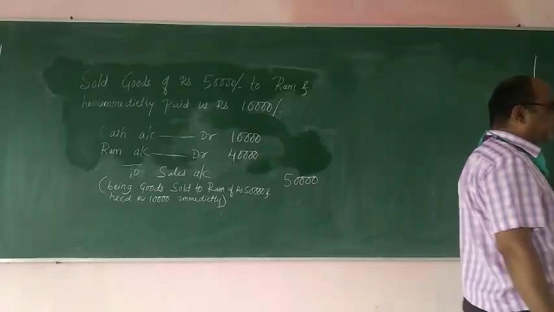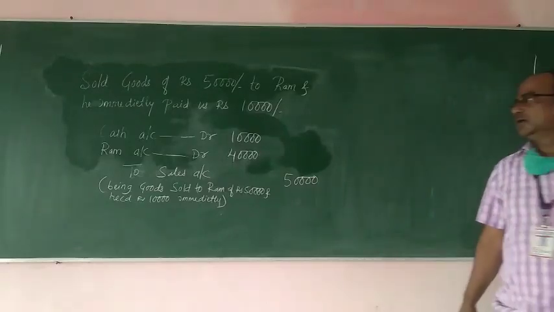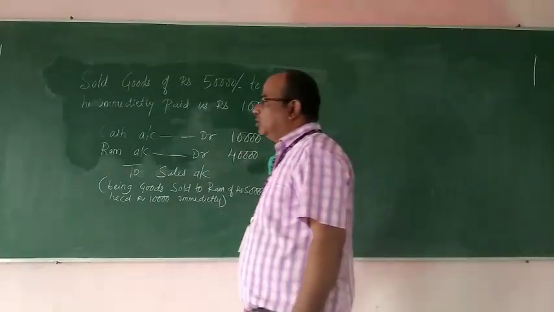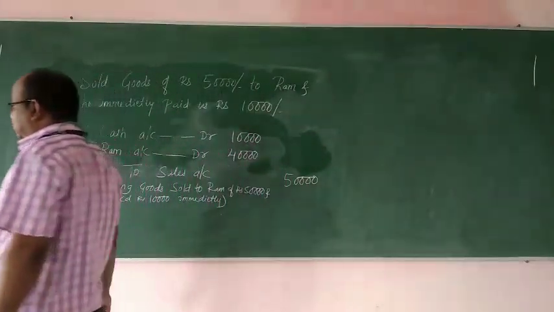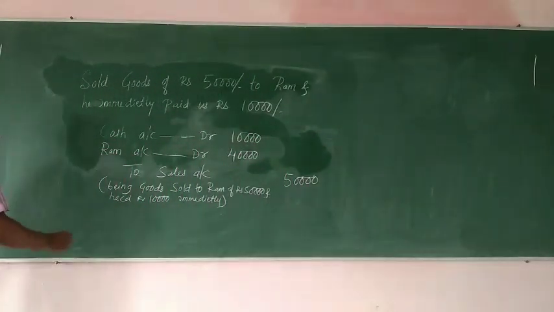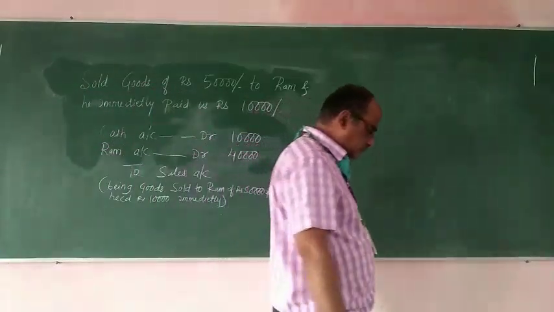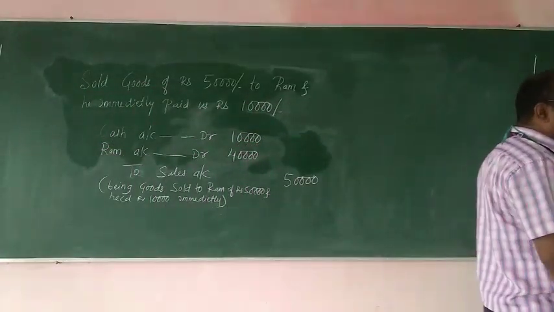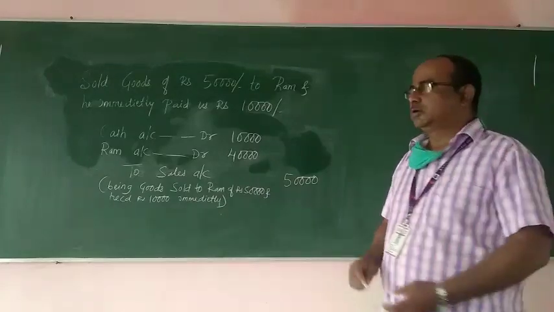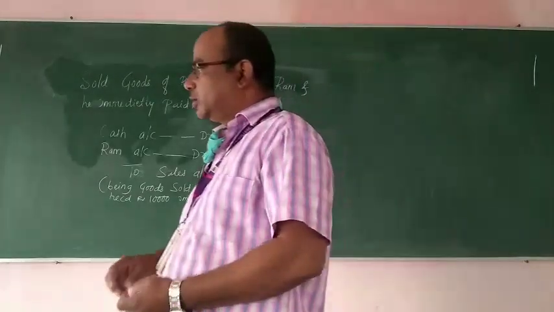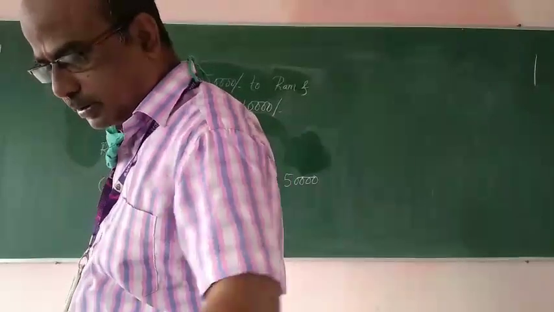These are called as what? Compound journal entries, where there is no single debit and credit. So there is one debit, two credits, or two debits, one credit. Such transactions, such journal entries are called as what? Compound journal entries. So let us see few more compound journal entries.